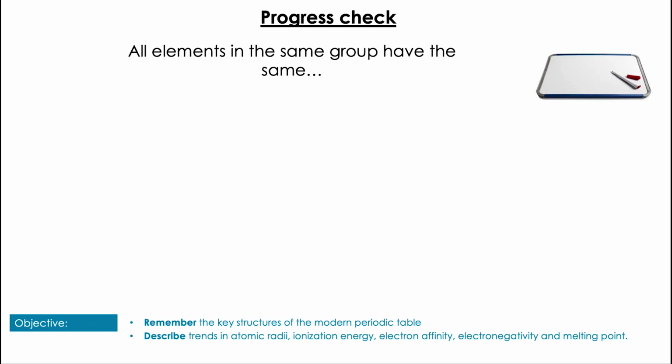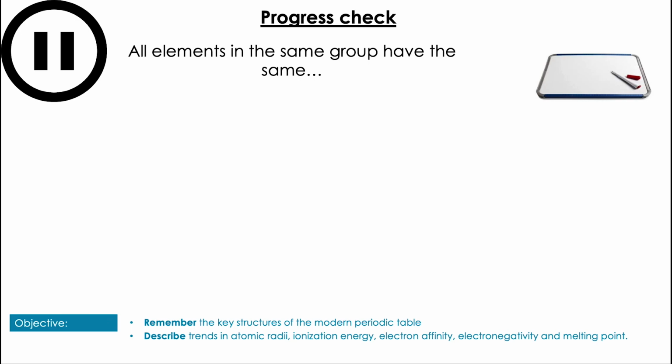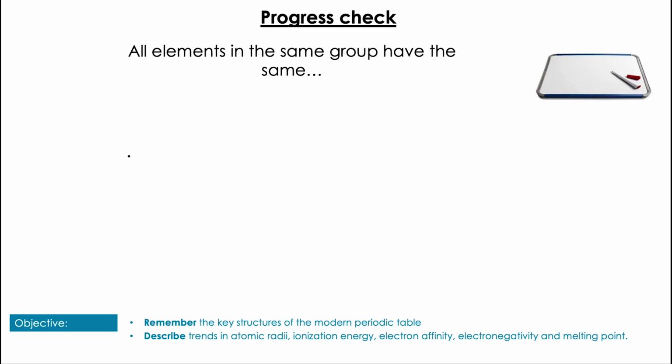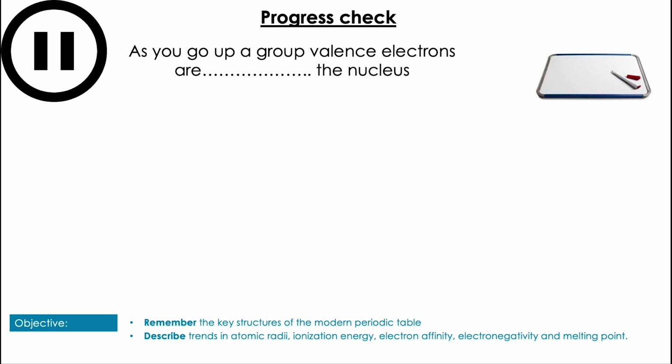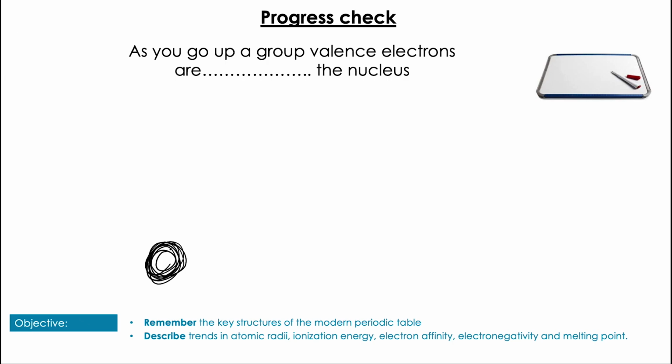Next, all the elements in the same group have... Pause the video. Pop them up! Of course, the same number of electrons in the outer shell, the same number of valence electrons. Next question, as you go up a group, valence electrons are what to the nucleus? Pause the video to have a go at that. Pop them up. Of course, as we go up the group, the atoms get smaller, and so the valence electrons become nearer to the nucleus.